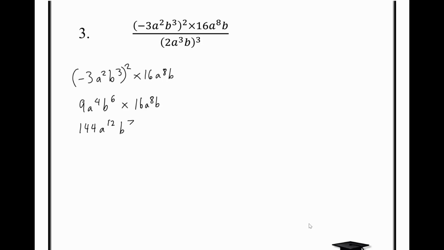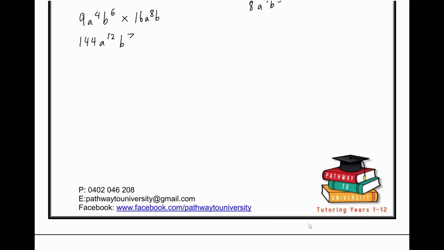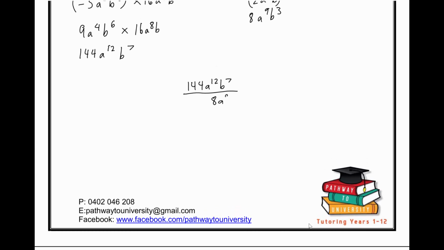Next, we move on to the denominator, which is 2a to the power of 3 times b, all cubed. If we expand this bracket out, we will end up with 8a to the power of 9, b to the power of 3. Now let's bring these numerator and denominator back together. We end up with 144a to the power of 12, b to the power of 7, divided by 8a to the power of 9 and b to the power of 3.